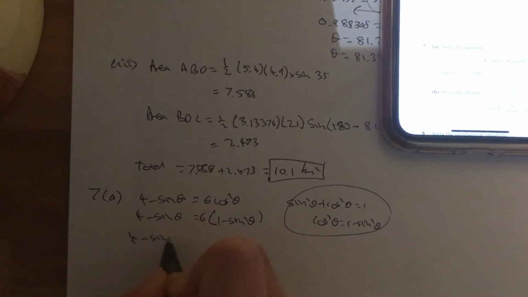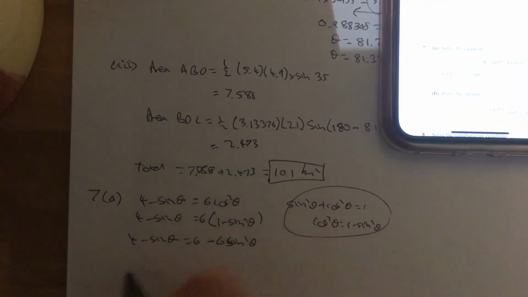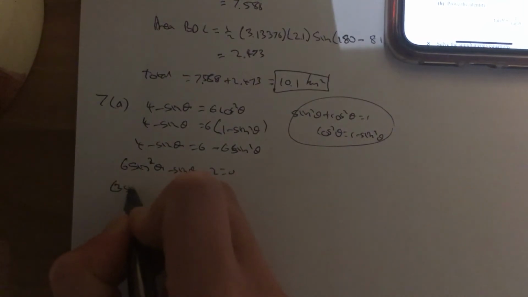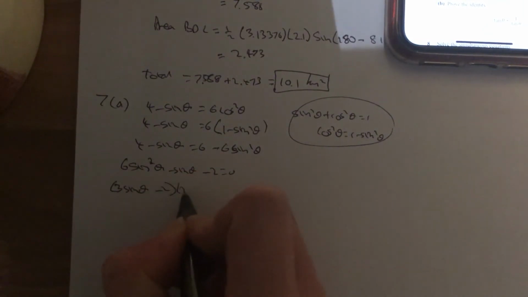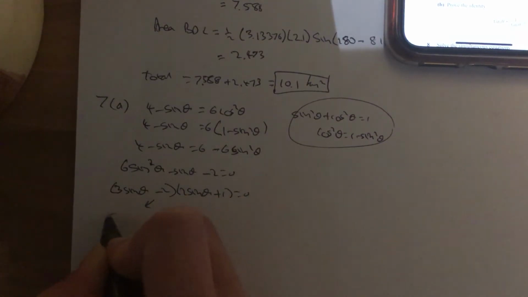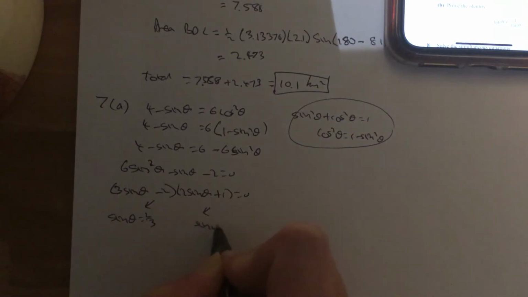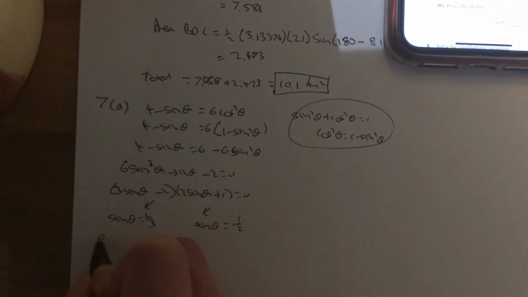You've now got a quadratic equation, so multiply out that bracket. Everything on one side for quadratic, so 6 sine squared minus sine, and then 4 take away 6 is minus 2. You can use a formula or you can factorise. That factorises into 3 sine theta minus 2, 2 sine theta plus 1 equals 0. Put the first bracket equal to 0 to give you sine theta is 2/3. Put the second bracket equal to 0 to give you minus a half.